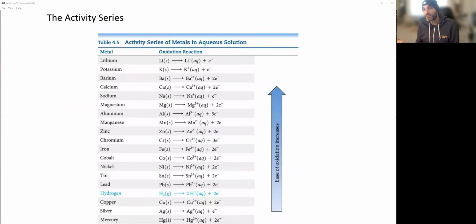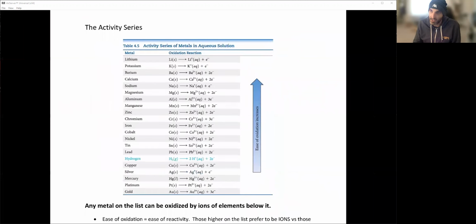So how do we know that these reactions actually occur? The thing about it is we have this thing called the activity series. We have a series of different metals and their reactivities. Take a look at this and see what we actually see. Lithium, potassium, barium, calcium, sodium, as we're going down, are increasing in reactivity. So ease of oxidation, we have the most reactive at the top, and down at the bottom, gold is the least reactive.